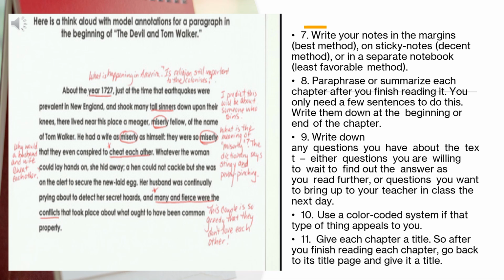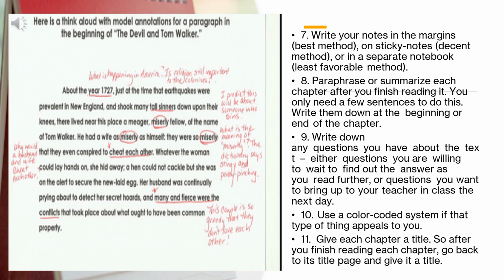Then, why would a husband and wife like each other? Okay, love each other like that. Then what is the meaning of misery? The dictionary says stingy and penny-pinching like that. This couple is so greedy that they don't love each other. So those are the annotations to that example.